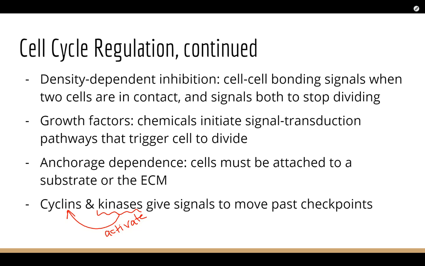And so it's a combination of all those signals coming from outside the cell and checking on the DNA and those chemical signals coming from inside the cell that determine whether those cyclins become activated to tell the cell to move past the checkpoint and continue with the cell cycle. Questions at this point? Okay.